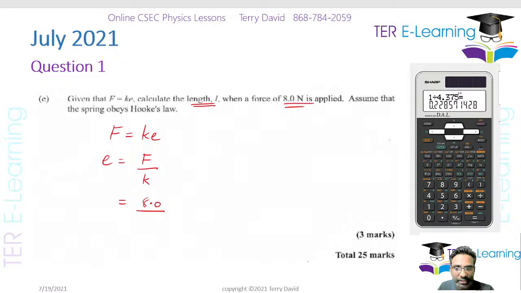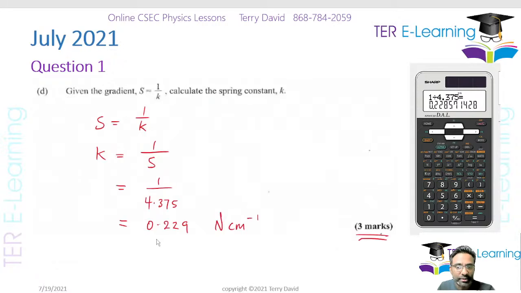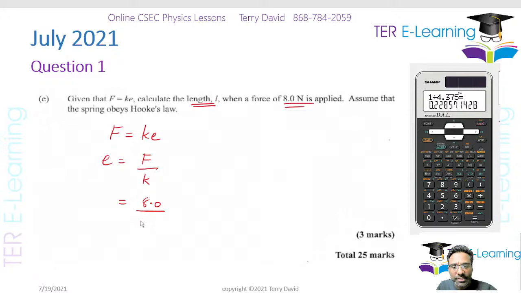So whatever answer you got, not necessarily what I have here, but what you got. So I got 0.229. So let's use the calculator to work that out. So that is 8 divided by 0.229. And you're going to get 34.9. So I'm getting around 34.9, right? So this here is 34.9 centimeters. Now, you got to be careful.